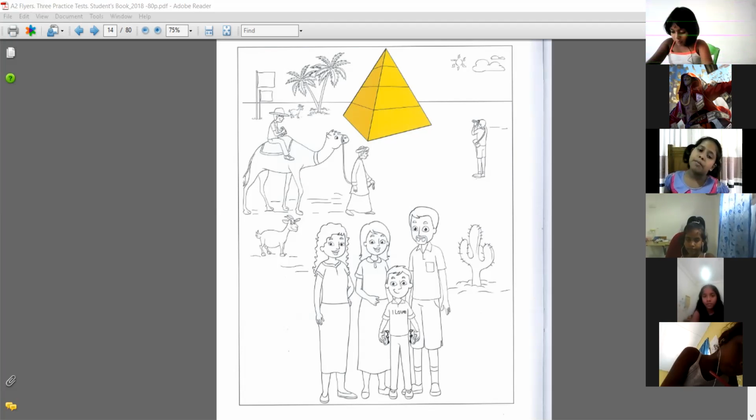Can I write something else? No, let's do some more colouring now. There's a man on a camel. Yes, I can see him. Can you colour his hat pink? Okay, that's easy.